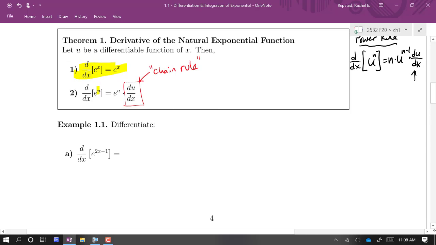So let's do some examples. The derivative with respect to x of e to the 2x minus 1. Okay, so in this case our stuff is 2x minus 1. So the derivative of e to the 2x minus 1 is e to the 2x minus 1. We start by repeating the function itself, and then we multiply by the derivative of 2x minus 1, which is 2. And so just simplifying this, put the coefficient in front. And there's our derivative.